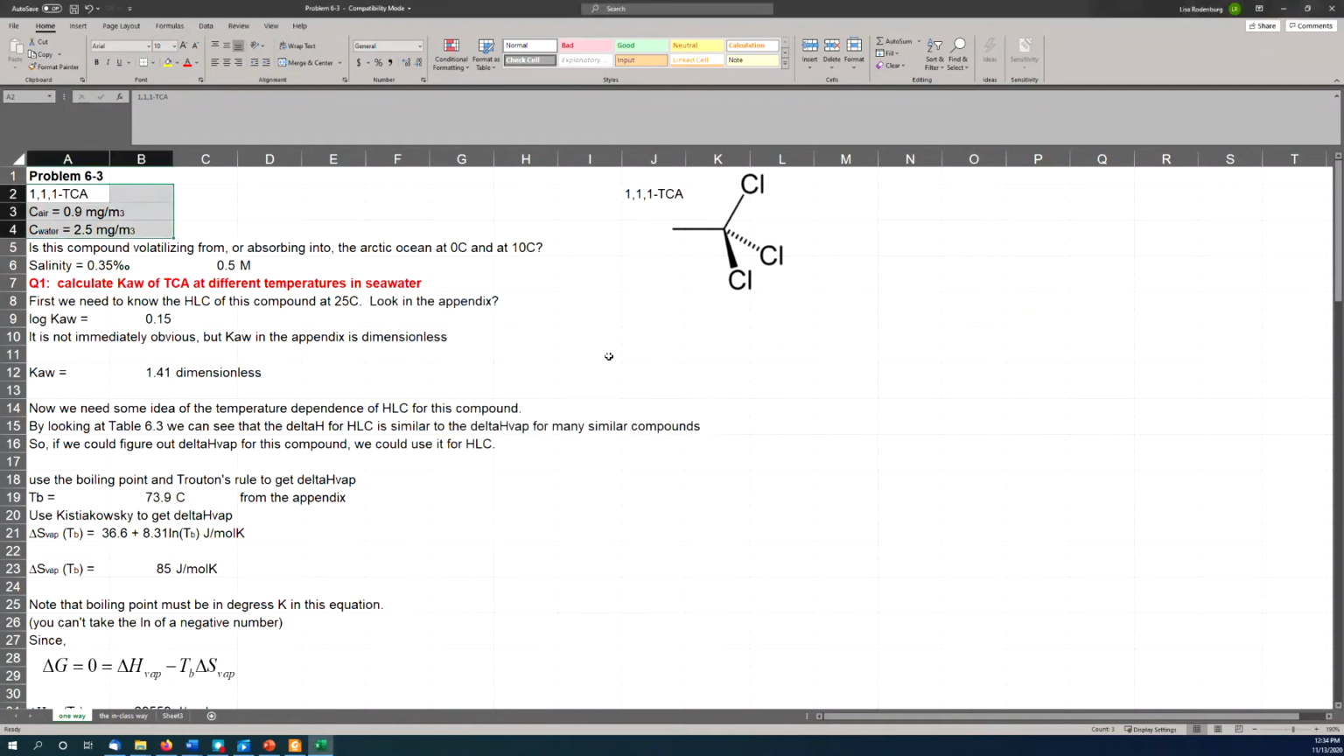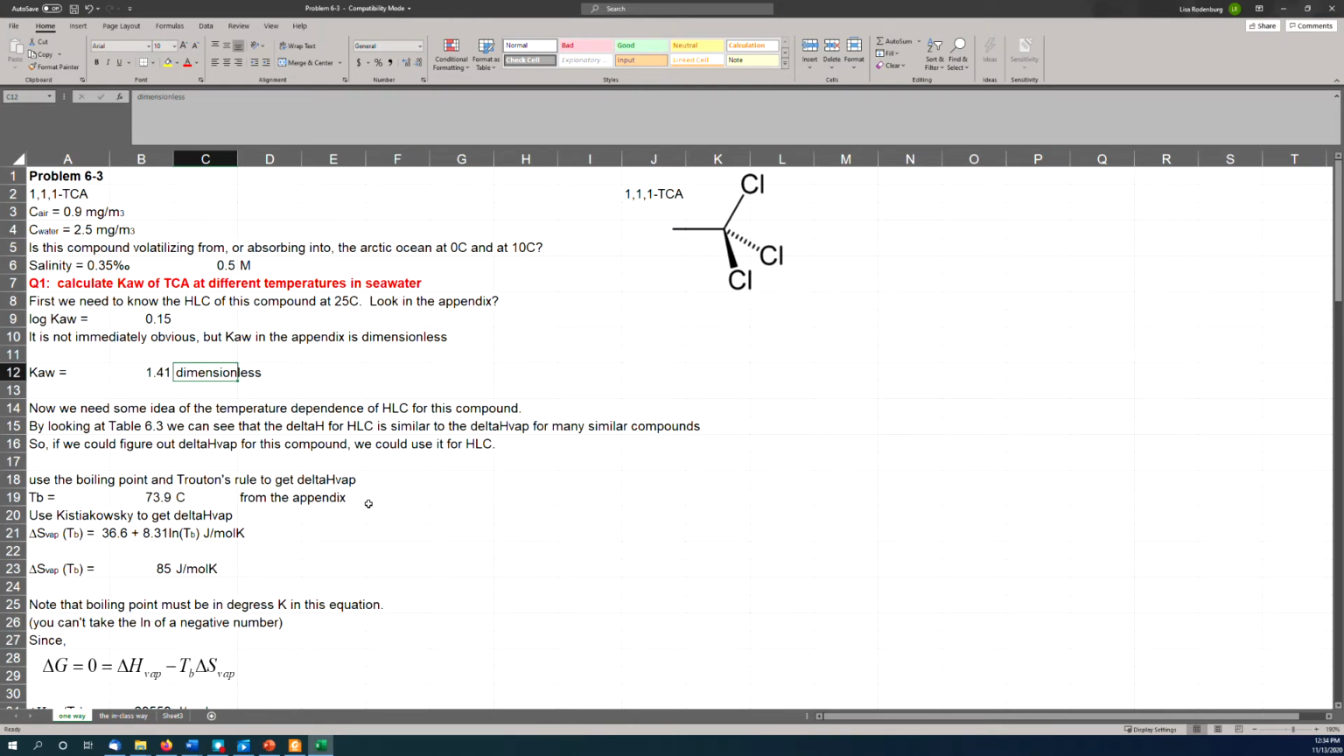All right, so I'm going to use this value. This is the log Henry's law constant that you get from the back of the book. It's not immediately obvious. You have to kind of dig for this information. But the Henry's law constants that are given in the back of the book are dimensionless. So this is the log of the Henry's law constant, and if we take 10 to that value, we get a Henry's law constant of 1.41, dimensionless. Again, depending on which value you use, you might get a different answer for this problem.